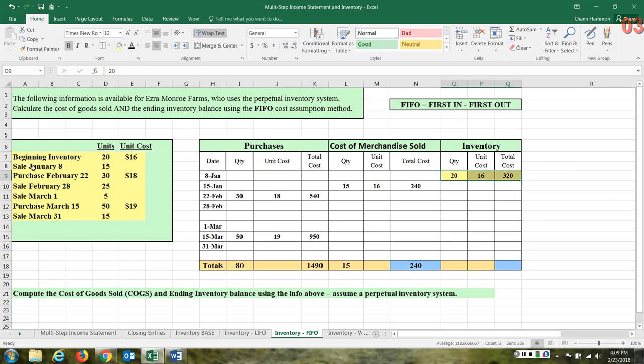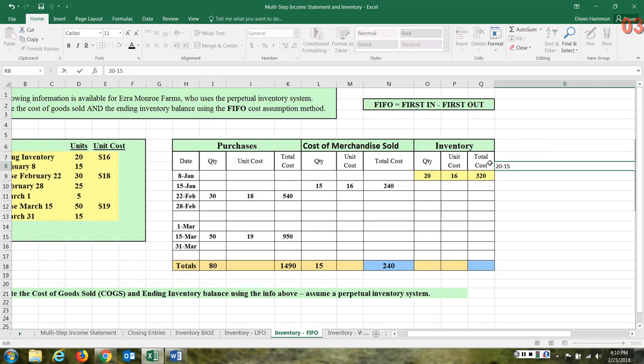Then on January the 8th, a sale of 15 units occurs. So I'm going over to the center three columns now. 15 items, and so we have to decide what cost to apply to those items. Well, we only have the one layer of cost, $16 each, so no problem there. We'll multiply 15 items times $16 and get a total cost of $240. 20 items, sold 15 items, so that means 5 items are left in this inventory. So again, we just have the one cost to deal with, so that's the $16 per unit.